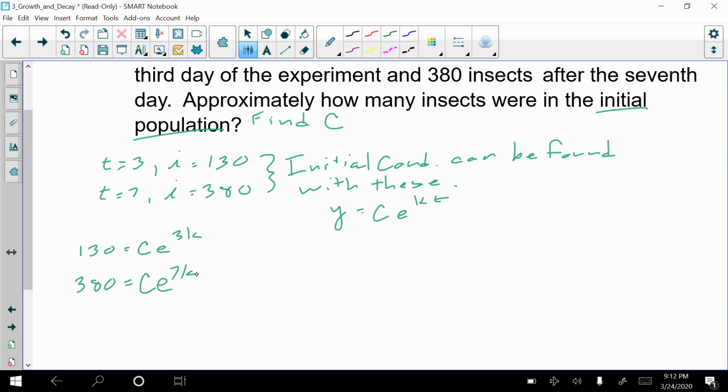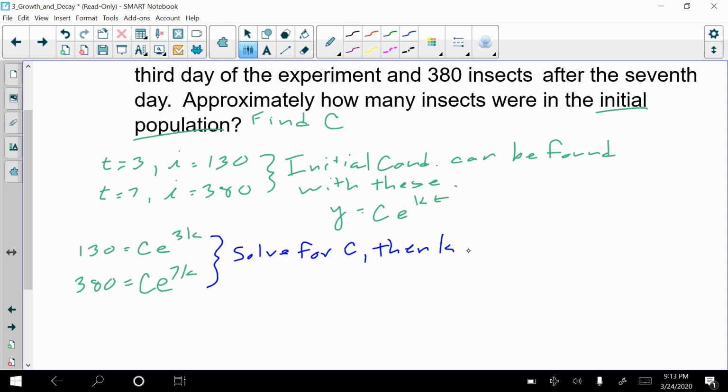Well, I'm going to take these two terms. All we're doing is taking the information from the problem and substituting it directly into the equation. We have two generic equations that we're working with. This is going to give me enough leeway to solve for C, then to solve for k. So let's see how we're going to do this.